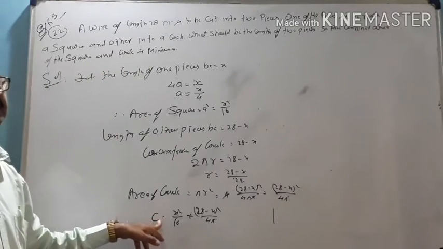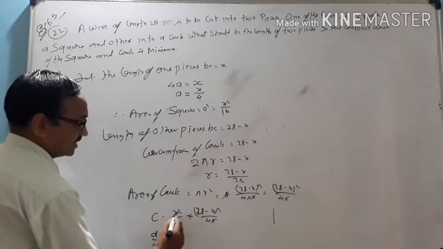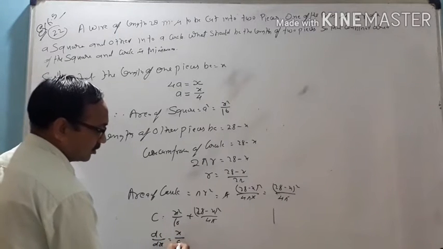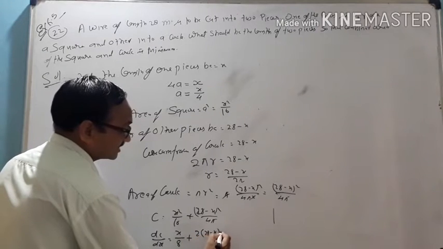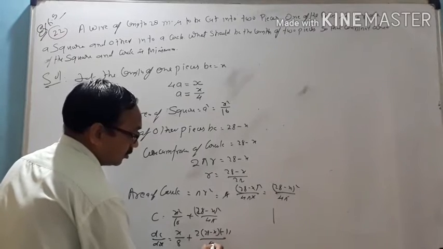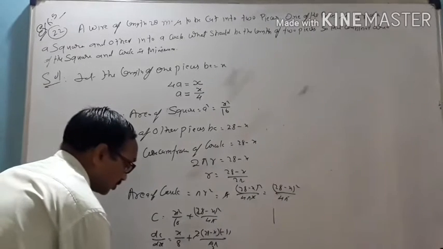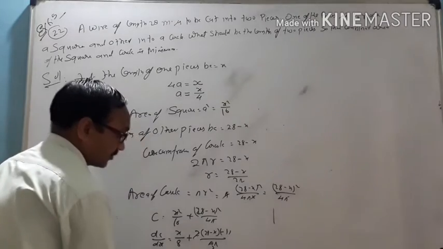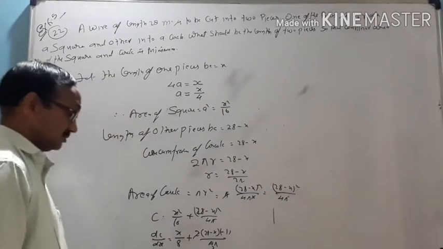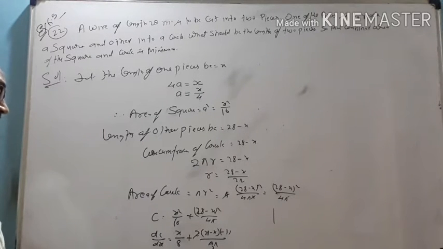So first we differentiate this function 2 times with respect to x. So dC upon dx is, x square gives 2x, so you get x upon 8 plus 2 into 28 minus x into minus 1 upon 4 pi. So 2 will be cancelled by this 2. Now again differentiating this, d square C upon dx square is 1 upon 8 plus 1 upon 2 pi is constant. Then again differentiating 28 minus x gives minus 1.